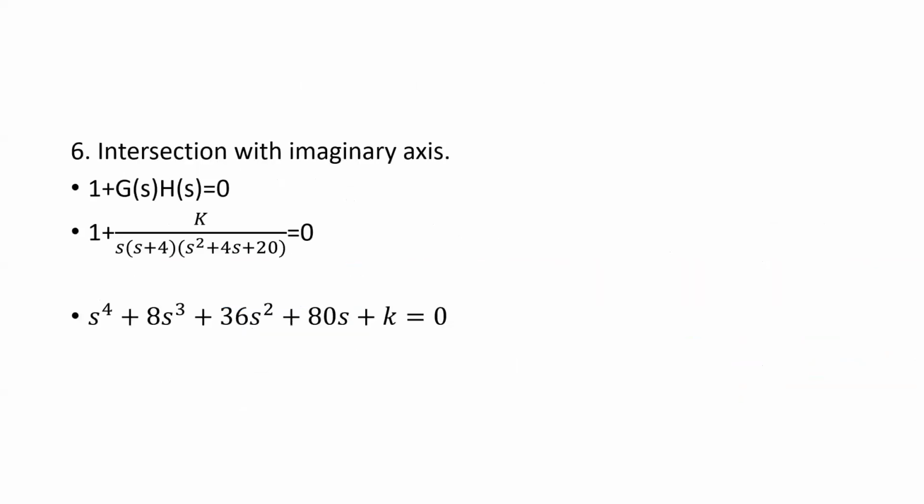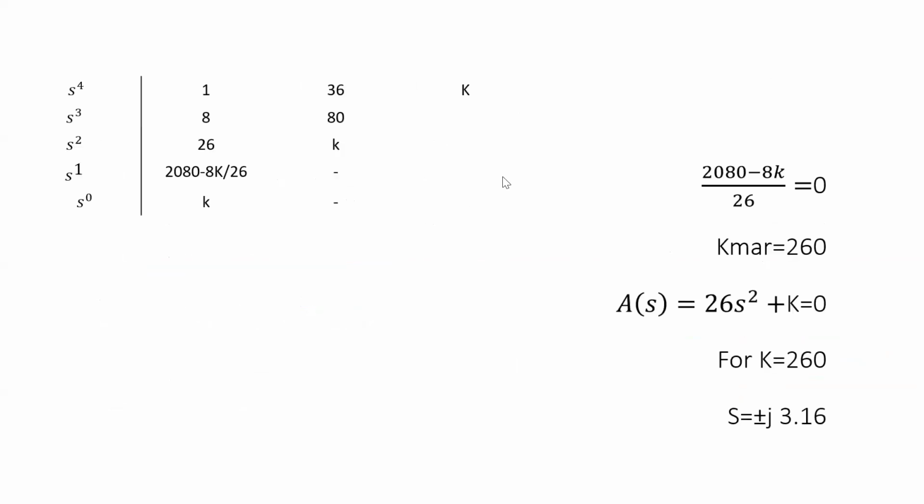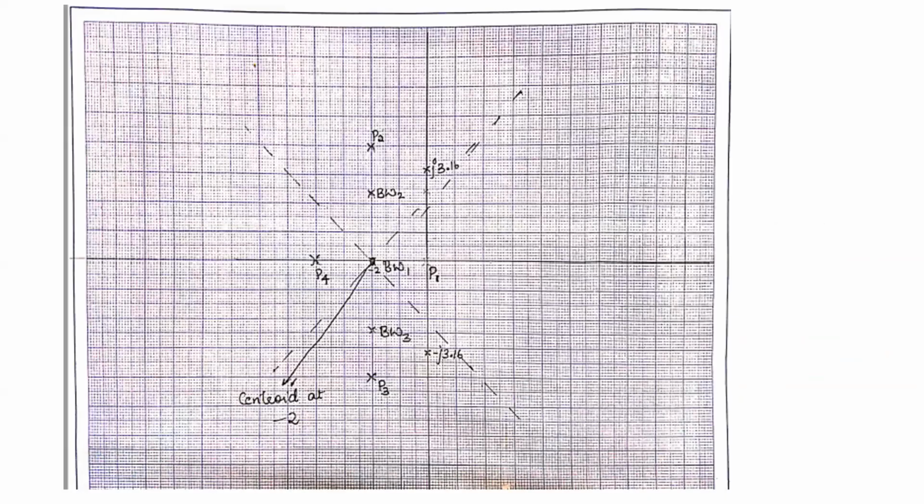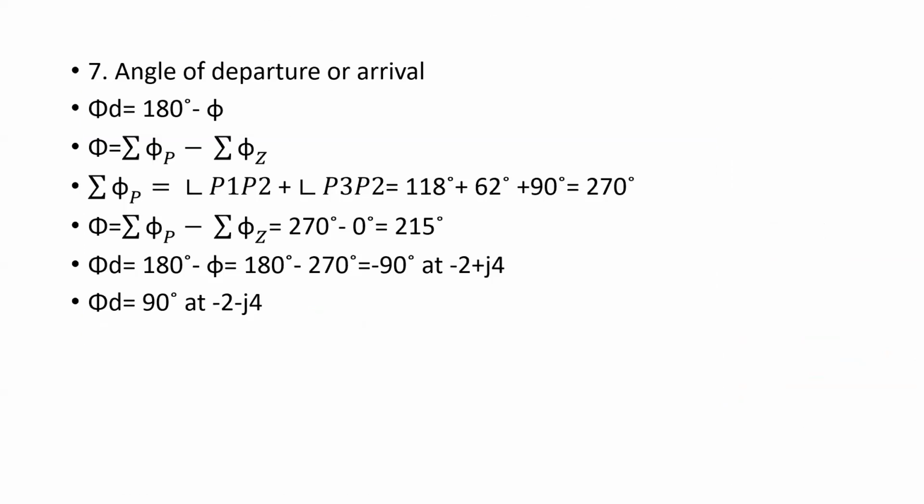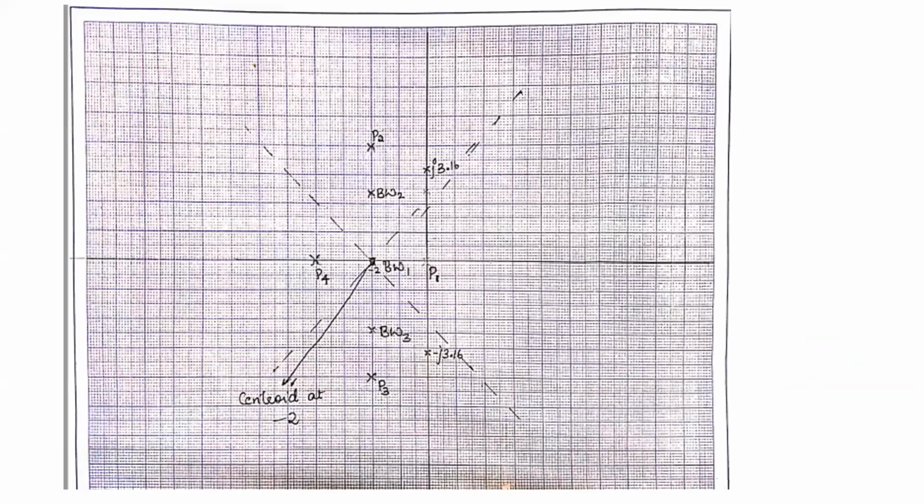The next is the intersection where the root locus meets the imaginary axis. Writing the Routh array, we found it to be plus or minus j3.16. Correspondingly, we have to find the angle of departure. There are no zeros here, so we'll have to find the angle of departure from the poles.